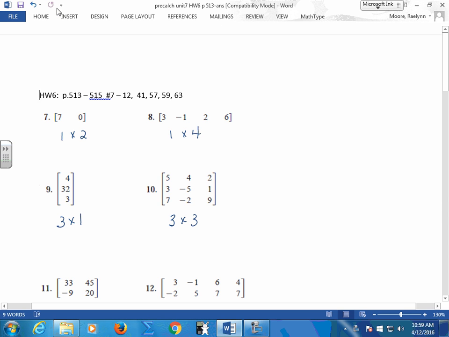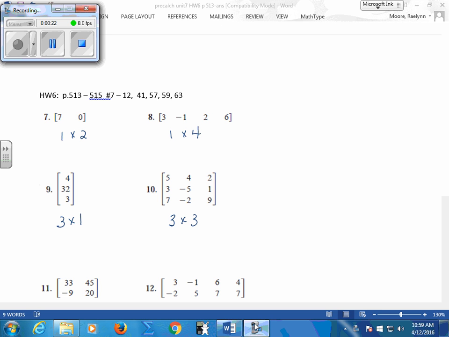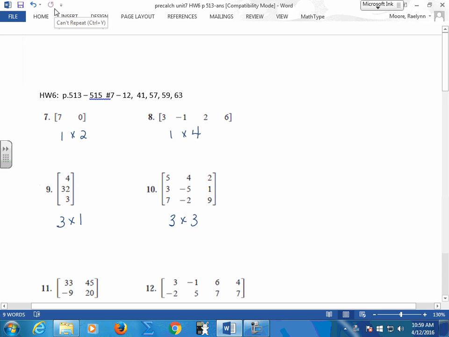Started working with matrices, and we go row by column. So 1 row, 2 columns. 1 row, 4 columns. 3 rows, 1 column. And that we consider a square, 3 by 3. 3 by 3 is a square. So we're good with the square parts.